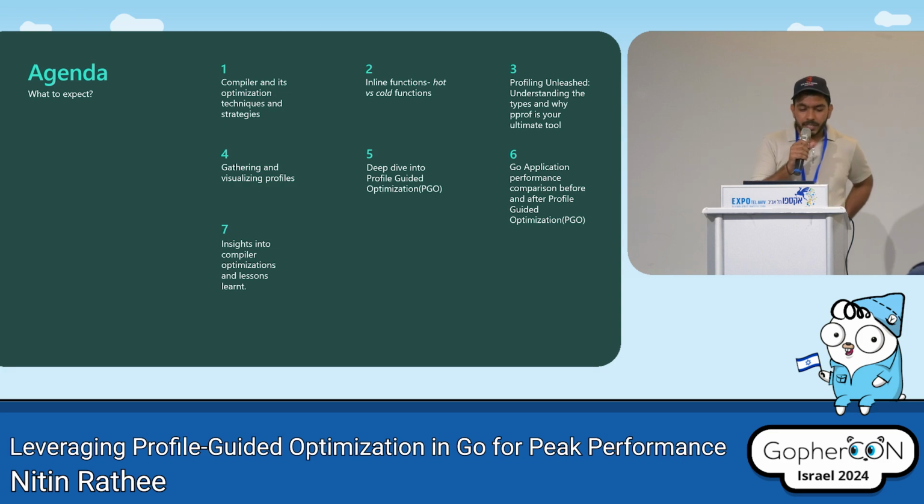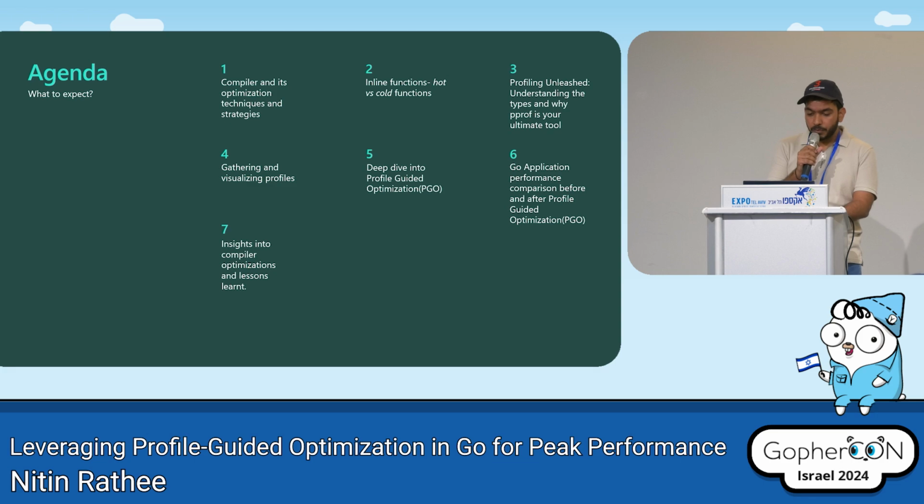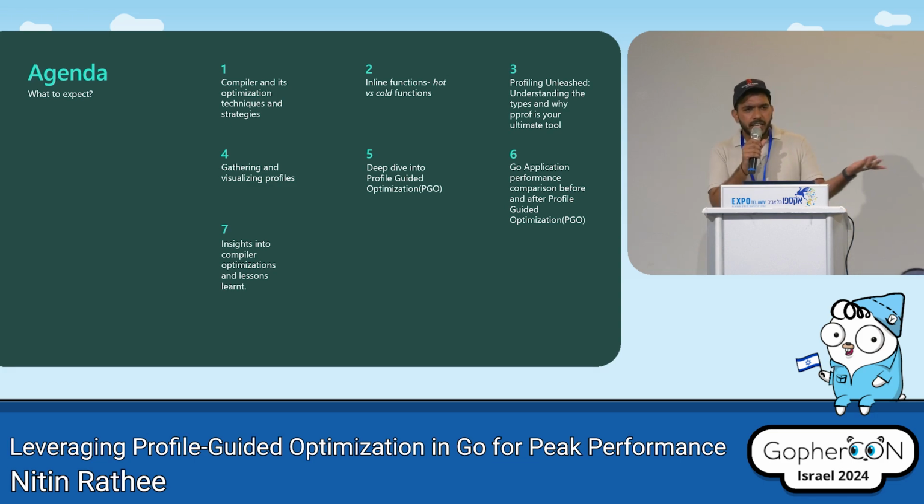Now let's talk about the agenda and what you can expect from this talk. First of all, we're going to be talking about what a compiler is and what are the bunch of optimizations which the compiler performs. And then we're going to be getting into the inlining debate, which we're going to be focusing on the hot and the cold functions. And then we'll dive deep into profiling, like what are the different kinds of profiling that you have and how you can gather all of those.